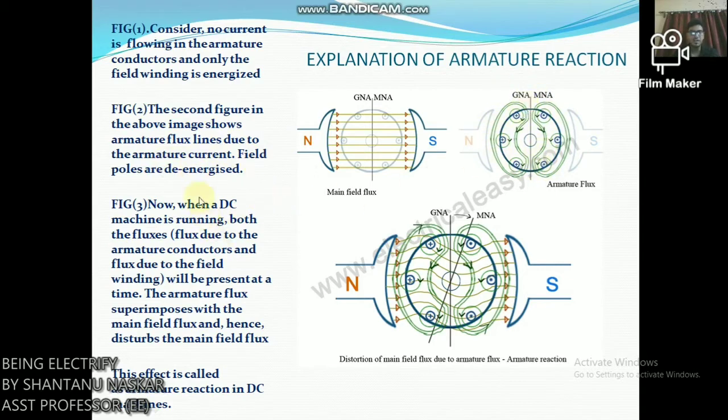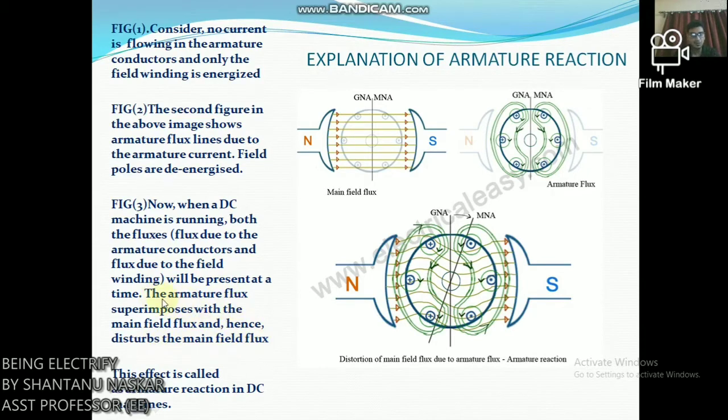Now figure 3: when a DC machine is running, both the flux due to the armature conductors and the flux due to the field winding will be present. At that time the armature flux is superimposed on the main field flux and hence disturbs the main field flux.